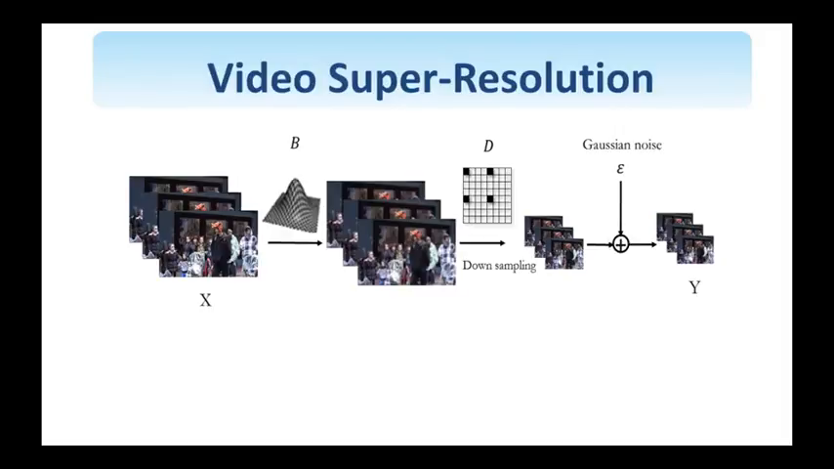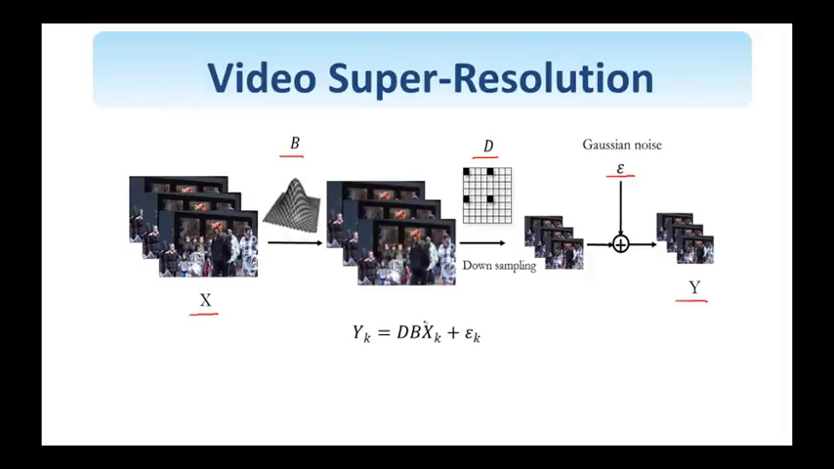We show here the acquisition model for the video super resolution problem. As you'll see, it's very similar to the acquisition model for the still image super resolution problem. According to this, the high resolution frames denoted by X, each of them is blurred by B, downsampled by D, and noise is added to generate the sequence of low resolution frames Y.